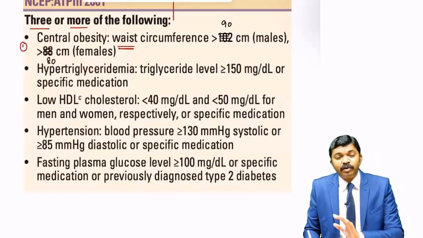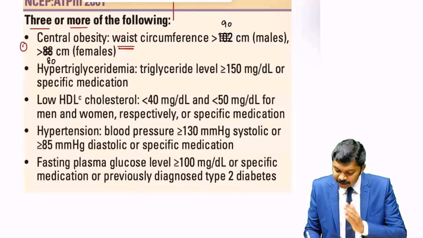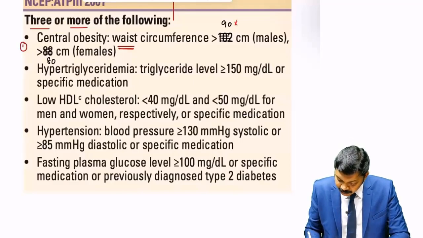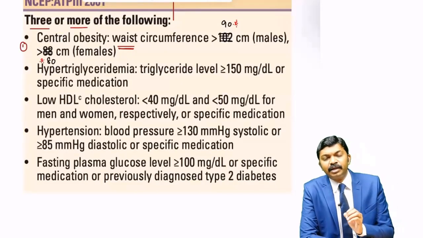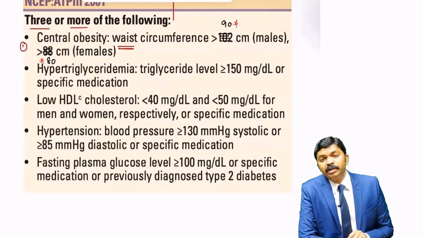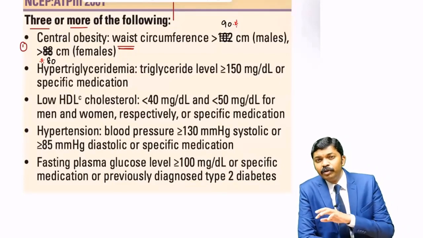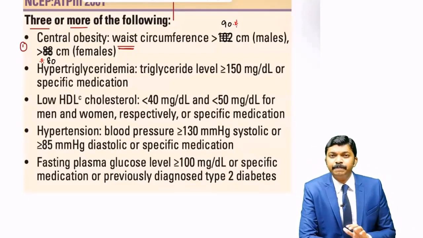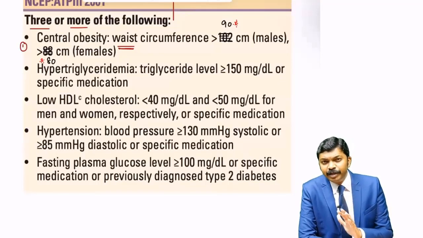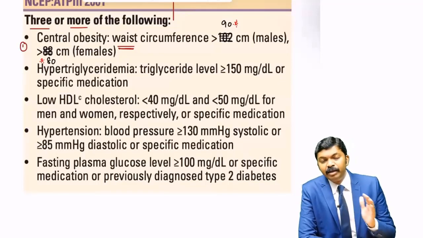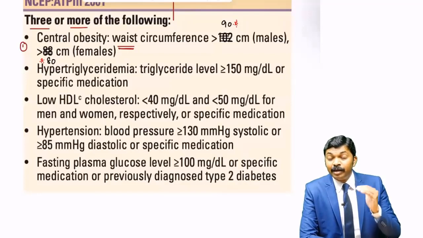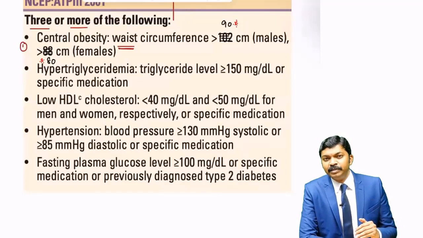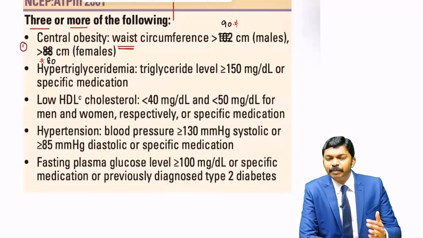102 and 88 are for international subjects, European patients and American patients. For South Asian men, it is going to be 90 centimeters. For South Asian women, it is going to be 80 centimeters. Please make a correction in the value. Many of the international textbooks use the value for European and American subjects. Let's be clear. For the Indian population, it is 90 centimeters for males and 80 for females. That point and above, 90 or 80 centimeters for the respective gender, will be considered metabolic syndrome.